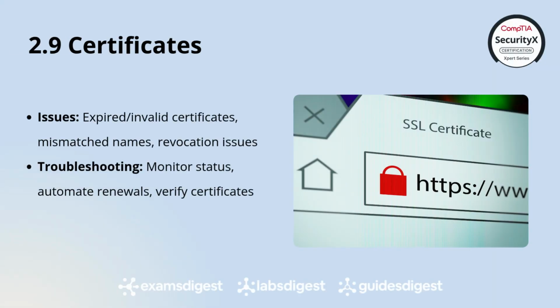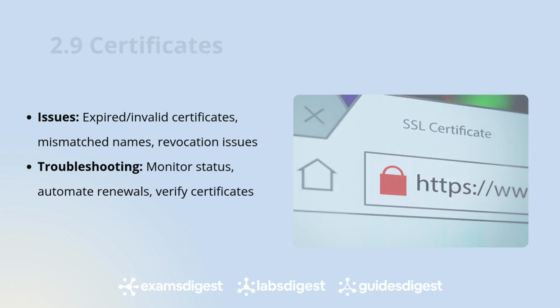Certificates are essential for establishing secure communications. Problems with certificates often involve expired or invalid certificates, mismatched certificate names, and certificate revocation issues. Regularly monitoring certificate statuses, automating certificate renewals, and using certificate authorities effectively can help resolve these problems.